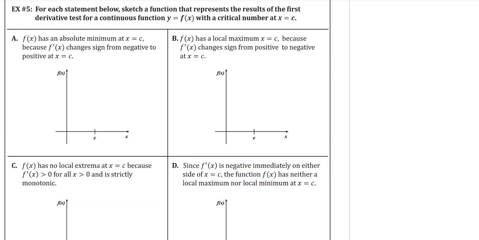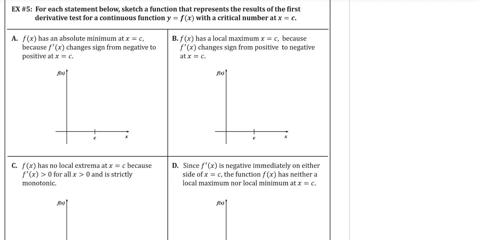This is Unit 5, Lesson 3, Part 3, the first derivative test. This part of the lesson is going to be a series of examples using the first derivative test to find relative extrema and intervals of increasing and decreasing. Okay, example 5. For each statement below, sketch a function that represents the results of the first derivative test for a continuous function y equals f of x with a critical number at c.